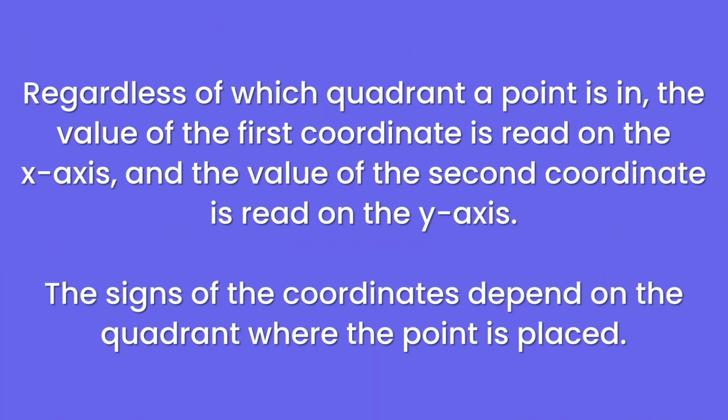Regardless of which quadrant a point is in, the value of the first coordinate is read on the x-axis, and the value of the second coordinate is read on the y-axis. The signs of the coordinates depend on the quadrant where the point is placed.